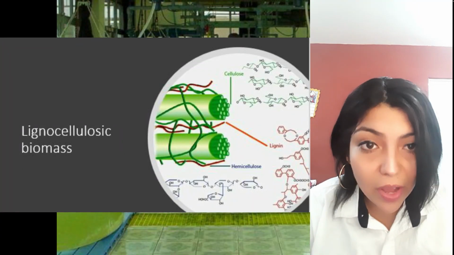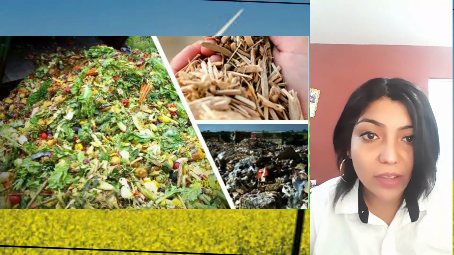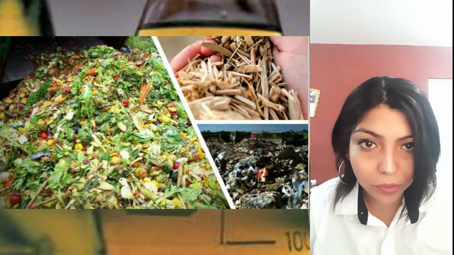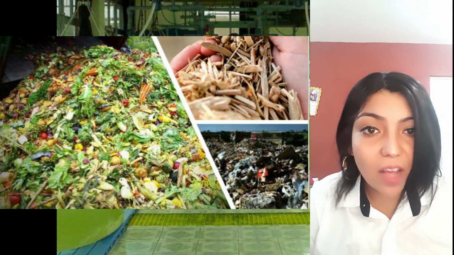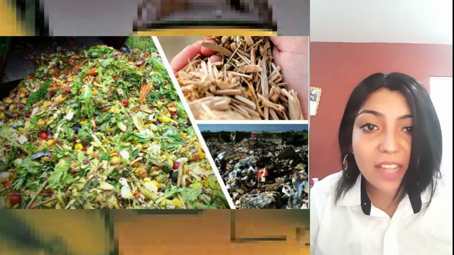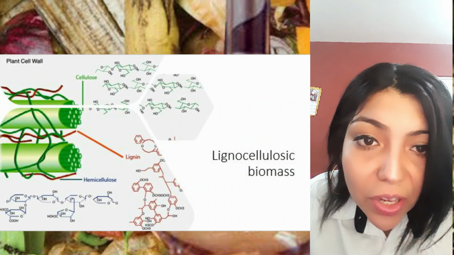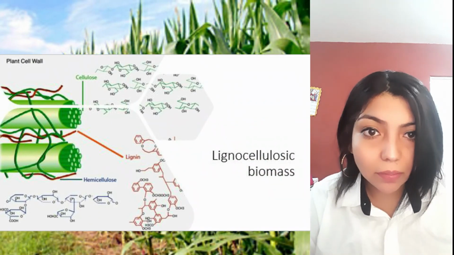These second generation biofuels are produced from lignocellulosic biomass, which includes forest, agricultural, and urban residues. They are inedible and considered waste, for example, stems, wood chips, fruit peels, etc. The main components of these wastes are cellulose, hemicellulose, and lignin.